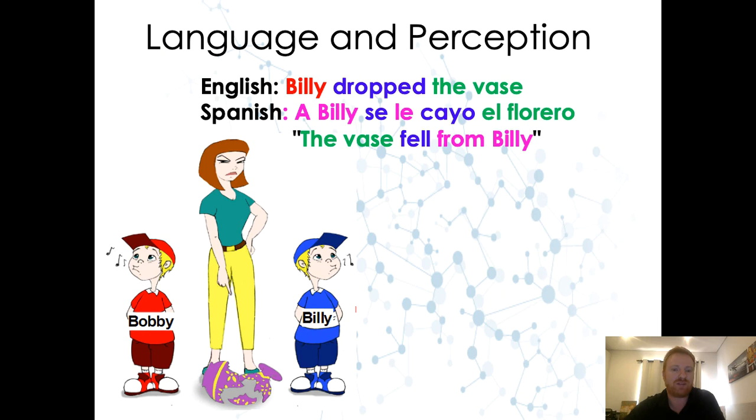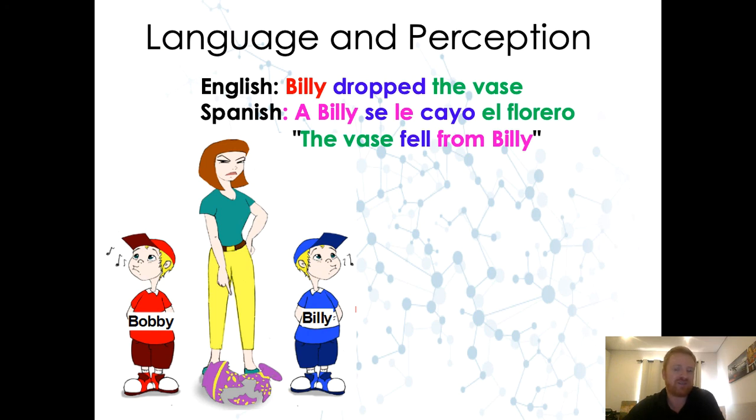So when you look at this in English, you would assign responsibility to one person. So if I say Billy dropped the vase, I know it was Billy's fault. But in Spanish, with certain grammar structures, of course, you could say, "A Billy se le cayó el florero," which means the vase fell from Billy. So the main difference here is that I'm not really assigning blame to Billy. I'm really saying it happened to Billy. And so that was a huge difference in the perception of what happened.